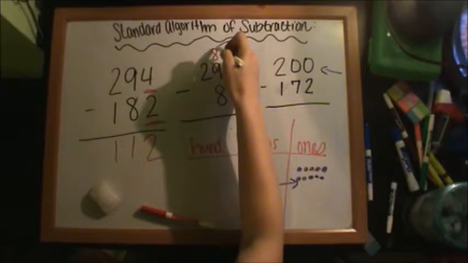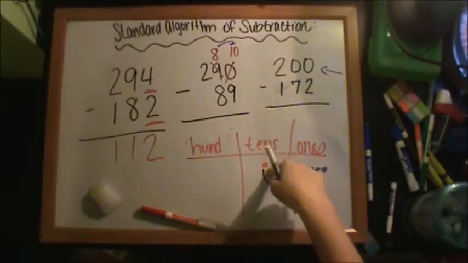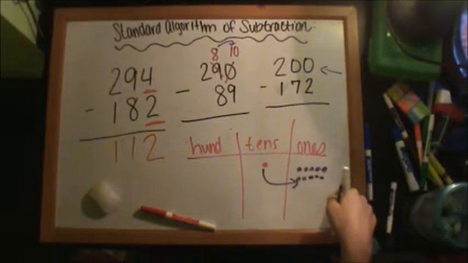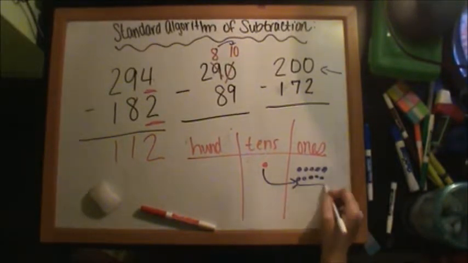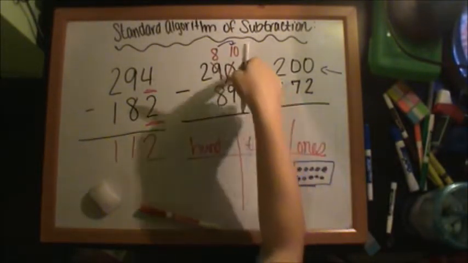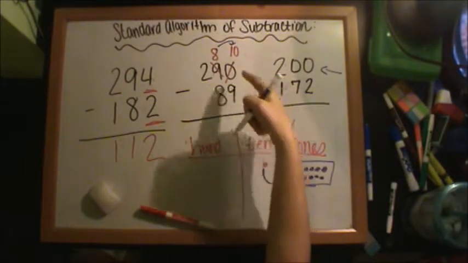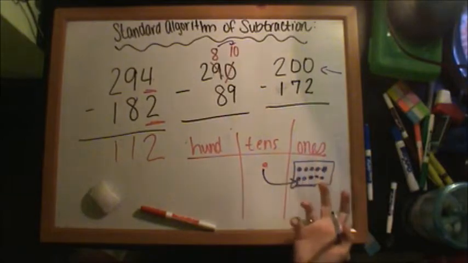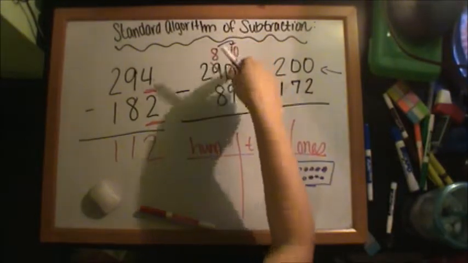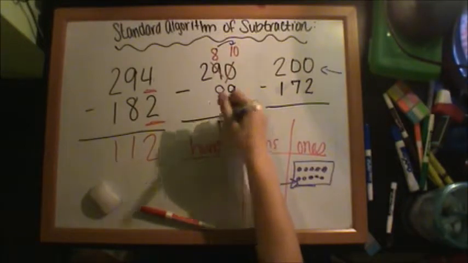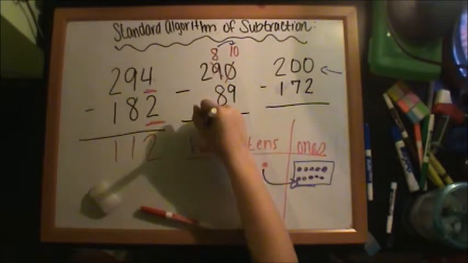So we took 1 away from the tens place and we gave it to the ones and it created 10. So we actually added the 10 to the 0, and 10 plus 0 is 10. We did not just add the 1 in front of the 0 to make it a 10. So 10 minus 9, that gave me 1. 8 minus 8, that gave me 0. 2 minus 0 is 2.